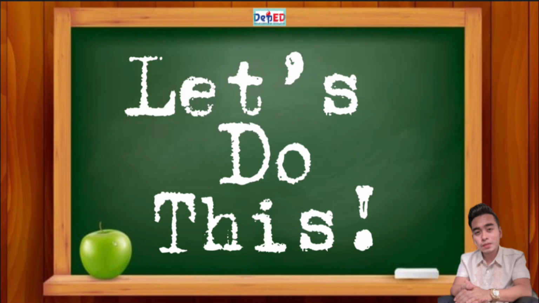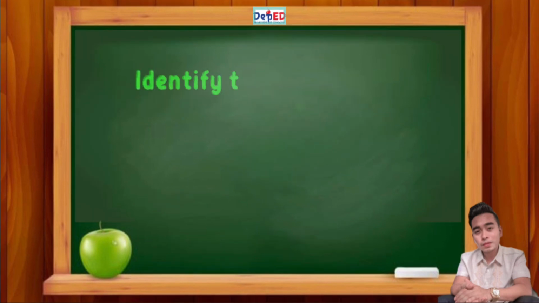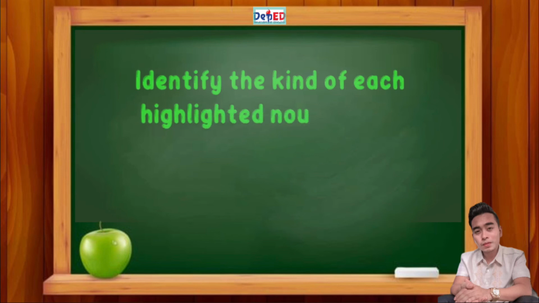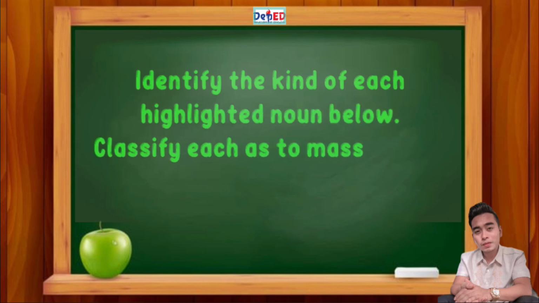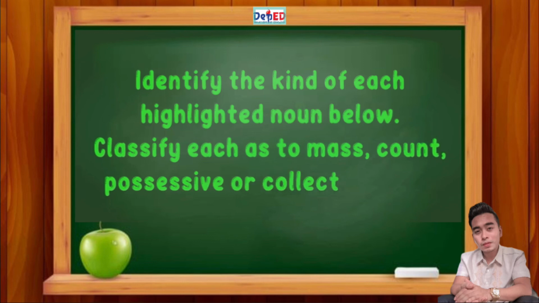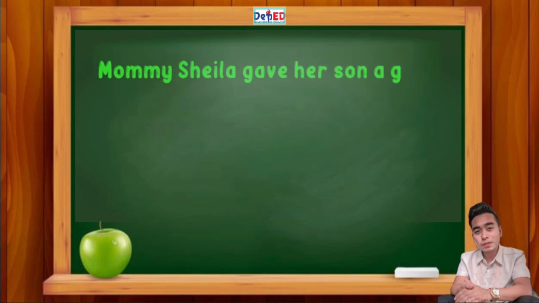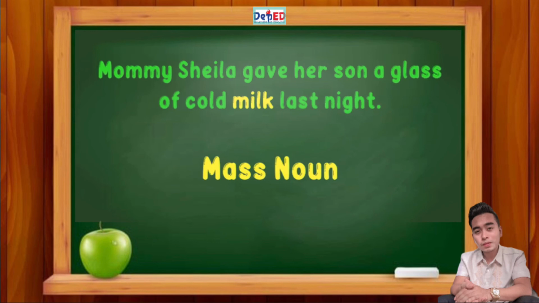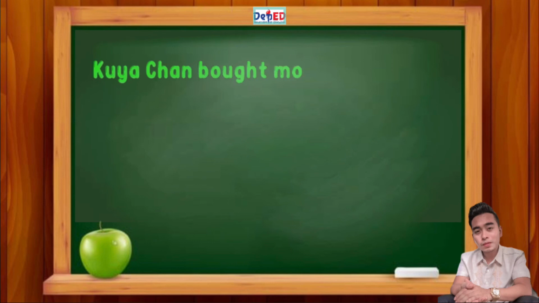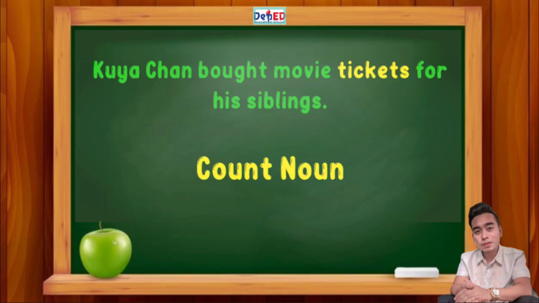Let's do this. Identify the kind of each highlighted noun below. Classify each as to mass, count, possessive, or collective noun. Mommy Sheila gave her son a glass of cold milk last night. Milk, mass noun. Kuya Chan bought movie tickets for his siblings. Tickets, count noun.